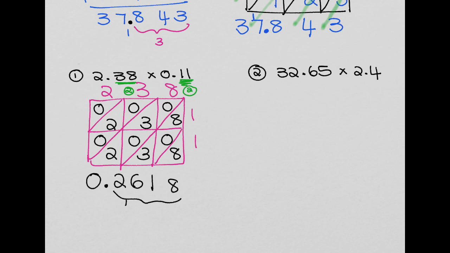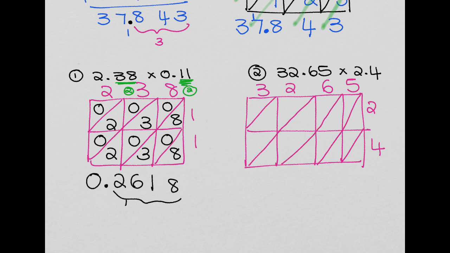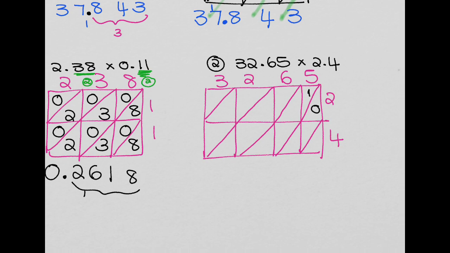All right, for the next one, we have got a much longer box. So we've got 3, 2, 6, 5. And here we've got 2 and 4. So again, I draw my diagonals. So you see you can actually make this box as big as you need it for whatever question you're doing. All right, so that gives me 10 and 20, 12 and 24, 4 and 8, 6 and 12. Let's add up the diagonals.